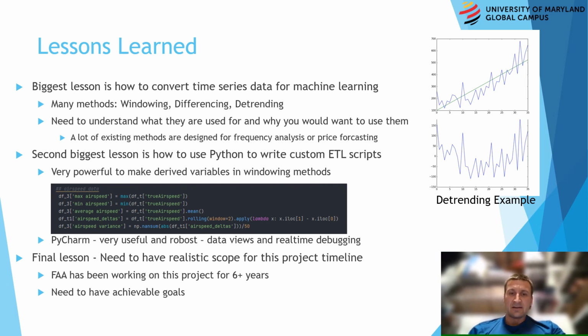And then the final lesson is that I think for this project you need a realistic scope. So I talked about the desired, required, and optional, but I really think in this specific project, the FAA has been working on this for 6+ years. So you have to have a realistic scope in mind, and you need to have achievable goals, because if you try to go too far, you won't get anything done.